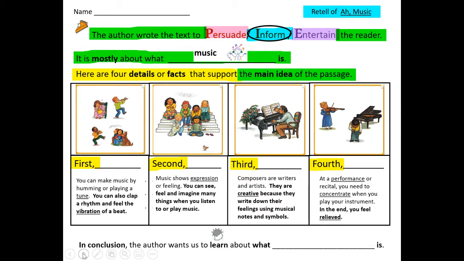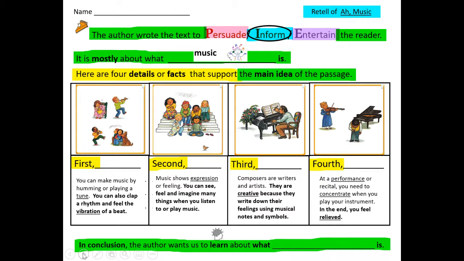Well, at a performance or recital, you need to concentrate when you play your music. In the end, you feel relieved. So, in conclusion, the author wants us to learn about what music is.